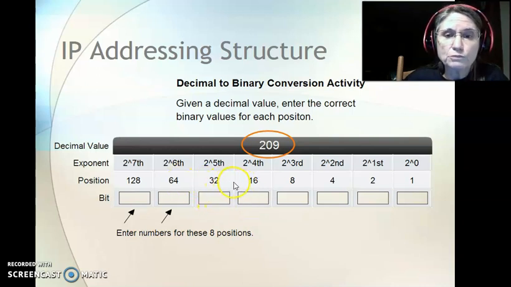And we just move on. 17 greater than 16? Yes, it is. A 1 in the position, exhausting 16 of the value. 17 minus 16 is 1. And you can see we can now skip quickly 0, 0, 0, 1. That is the basic process for converting the decimal to the binary.